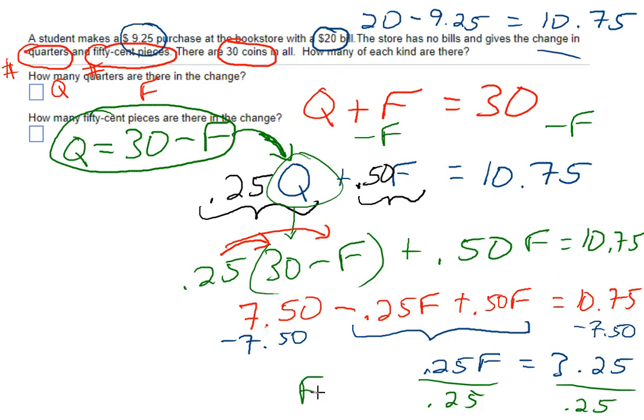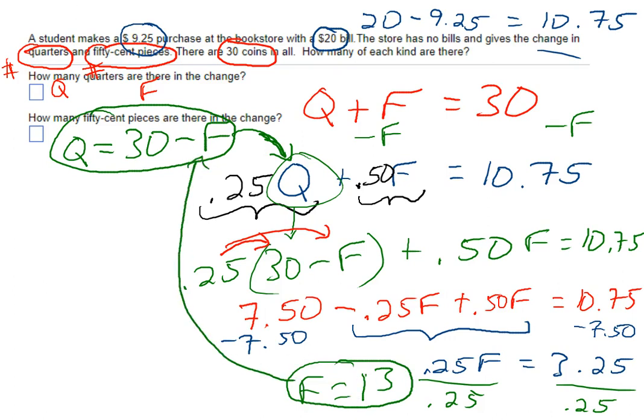So what do we get here? 25 goes into 325. Let's see, 4, 8, 12, 13. I think it'll be 13. All right, so we're going to get 13 here. So there's 13 50-cent pieces. We still want to find the number of quarters, so we'll plug that back into one of the original equations. I think this would be the easier one to figure out Q from. And so we'll get Q is equal to 30 minus 13. So the number of quarters would be 17.